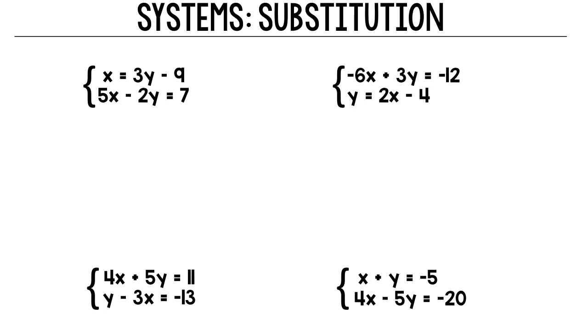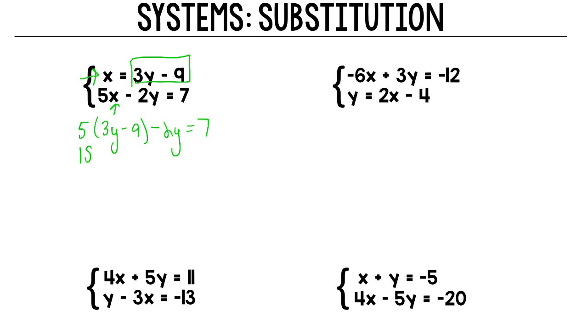All right, our first equation is x equals some stuff. So we're going to take this part here, 3y minus 9, and plug it in here where x is. So we've got 5 times (3y minus 9) minus 2y equals 7. No, I hear you asking, it does not matter if we solve for x and y. You're going to have to solve for one or the other every time anyways.